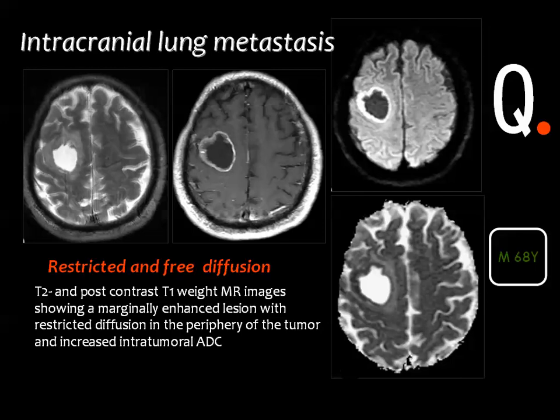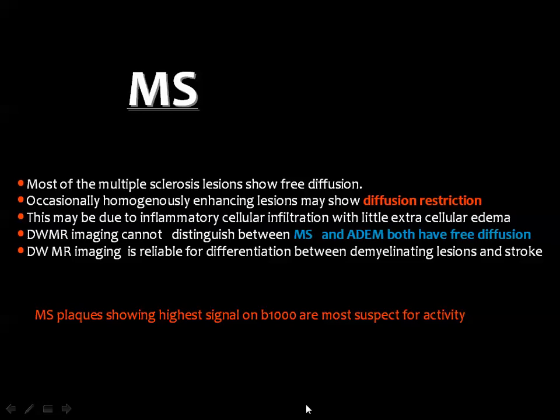I think I have mentioned in the lecture of spectroscopy that spectroscopy is very good here to discriminate between metastasis and glioma. And MS lesions usually show free diffusion, and the literature says that if there is a larger lesion or the lesions which enhance after injection of contrast may show diffusion restriction. A diffusion weighted image cannot differentiate MS from ADEM.